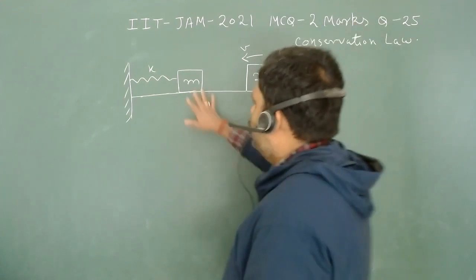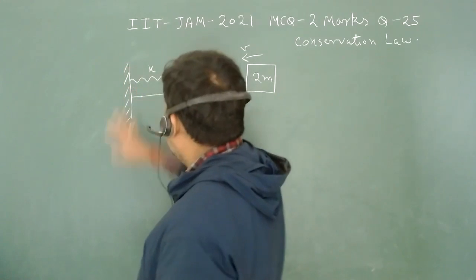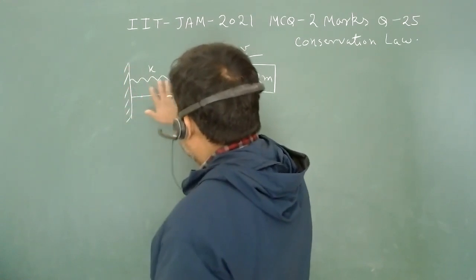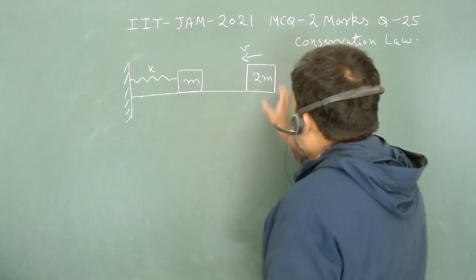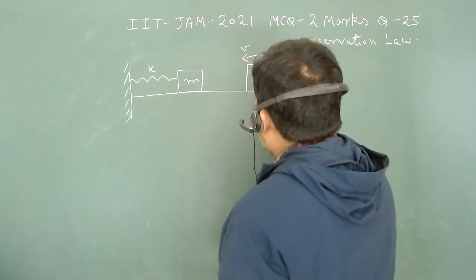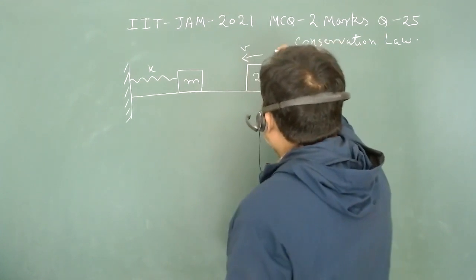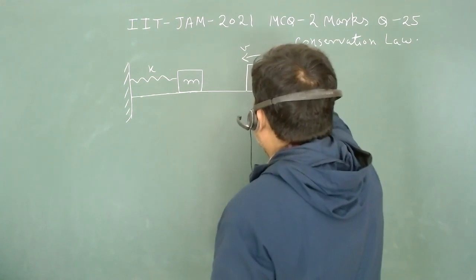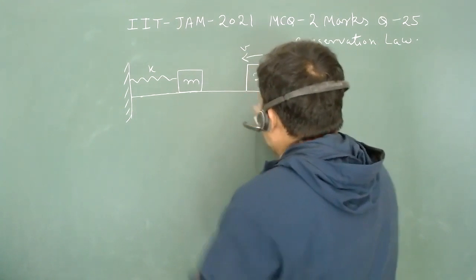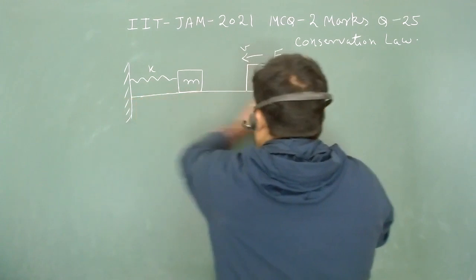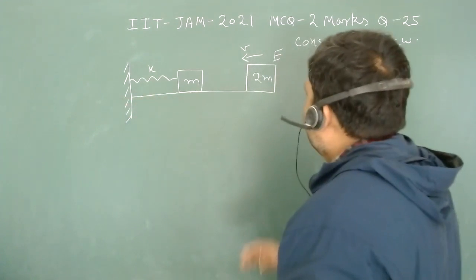So there is one spring mass system on a rigid support. The spring constant is K. This is an ideal spring, and another block of mass 2m is moving with energy E. This is just a frictionless surface, so there is not any problem.